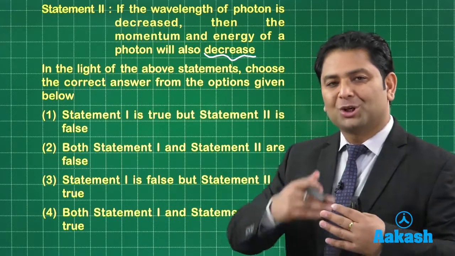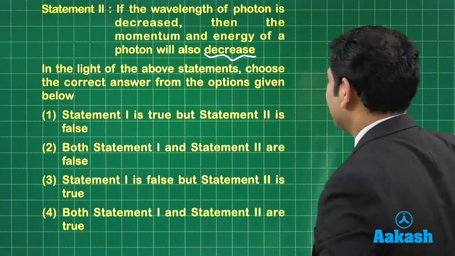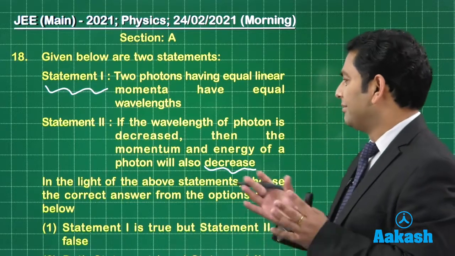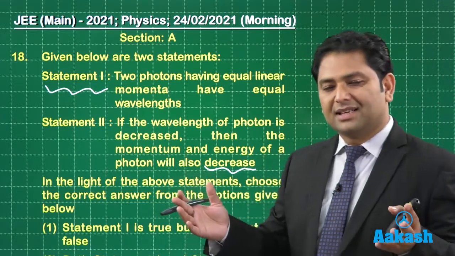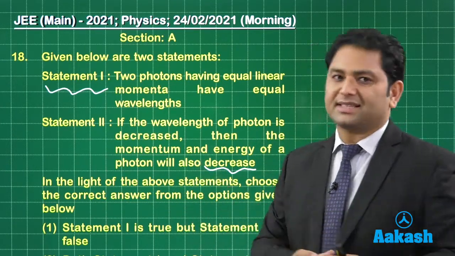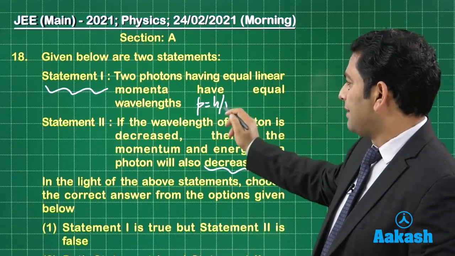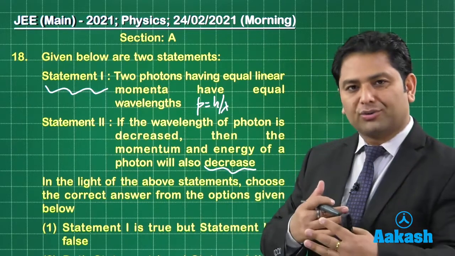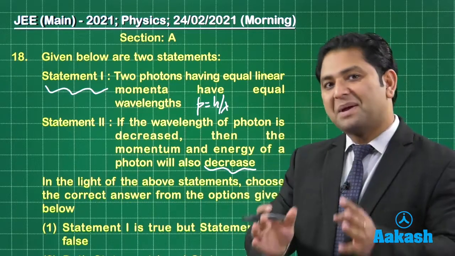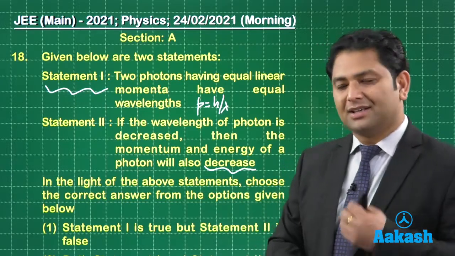The first thing is that we need to verify the validity of each statement, all right? So what is this statement saying? Statement 1: two photons having equal linear momenta have equal wavelength. Yes, because if the momentum is the same, that means the magnitude as well as the direction is the same, and the magnitude of the momentum is related to h by lambda. But the reverse is not true. If they have the same wavelength, they will not have the same momentum. They will have the same magnitude of momentum. That's perfectly fine. But as far as statement 1 is concerned, it's correct.